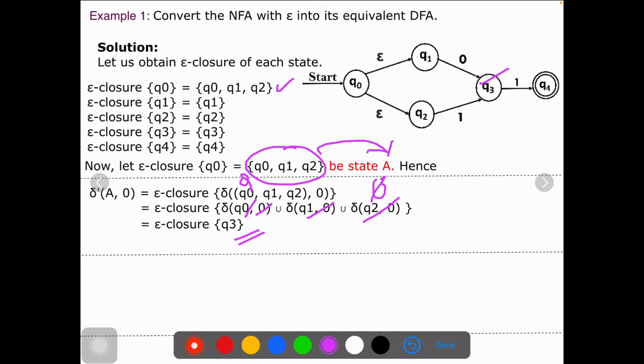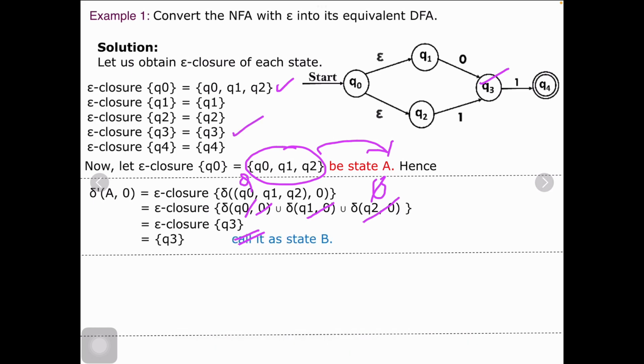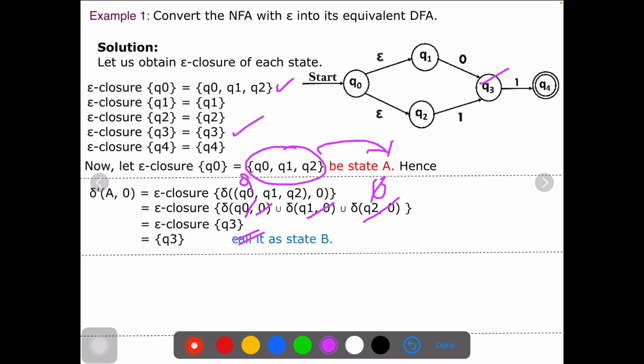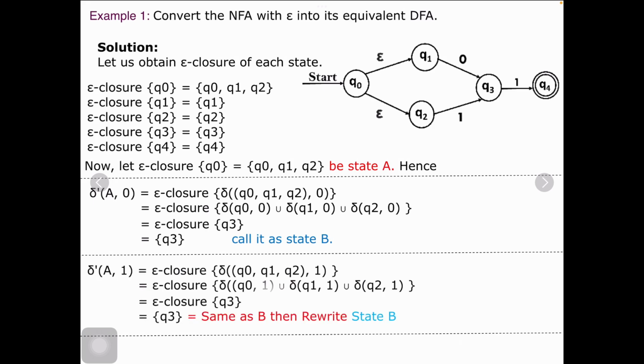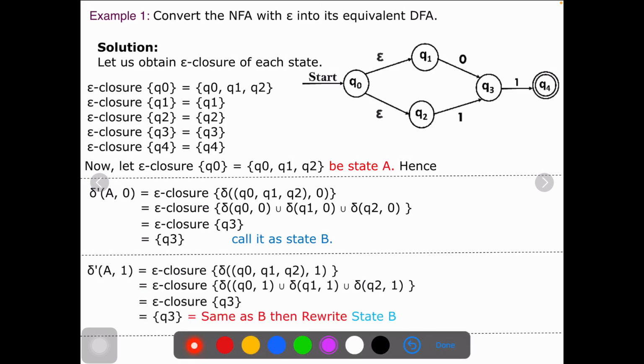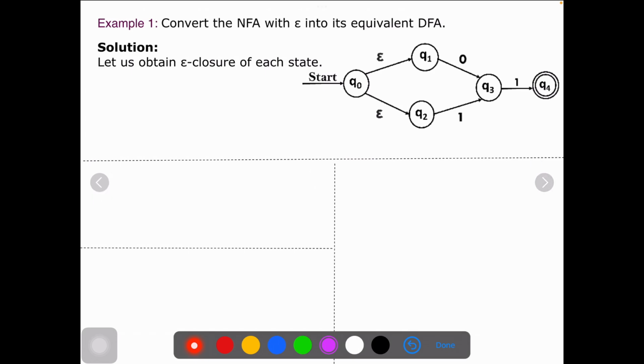Epsilon closure of Q3 is Q3. So this is a new state, and you have to label it. Now what is the next new state? On 1, similarly, you have to split. Delta of A comma 1 gives Q3, which is the same as B, so relabel it. Right?